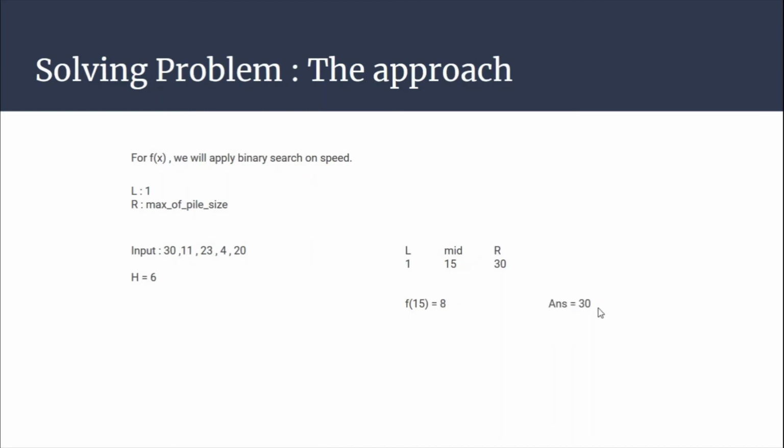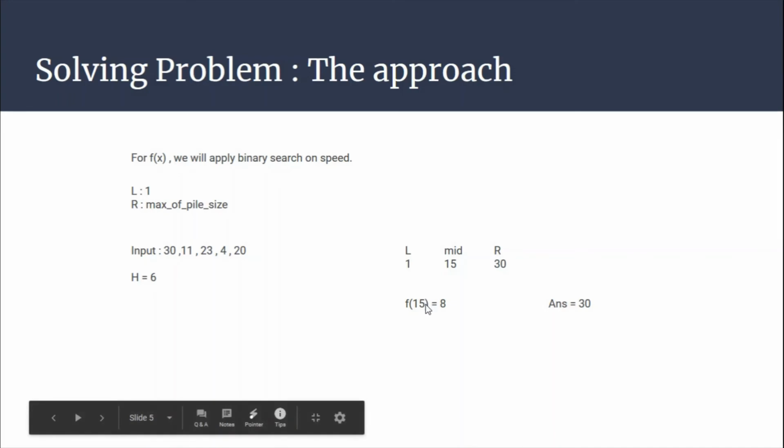Initially, the answer is initialized with R, so answer is 30. Now we evaluate the function f on mid, so f of 15 comes out to be 8, which is greater than h. So of course we need to increase our banana eating speed. Basically, with speed 15 we are able to finish the piles in 8 hours. Now we need to increase the speed, because 8 hours is greater than the time that is given to us, so we need to increase the banana eating speed.